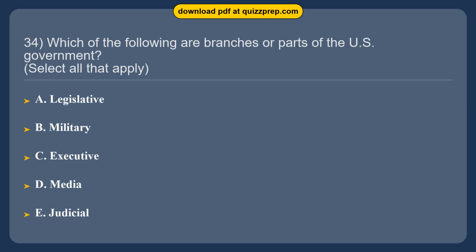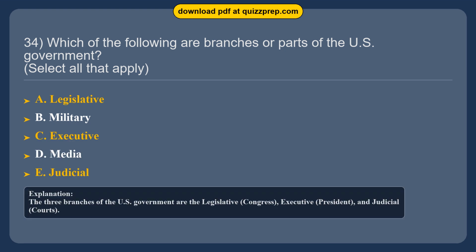Question 34. Which of the following are branches or parts of the U.S. government? Option A, legislative. Option B, military. Option C, executive. Option D, media. Option E, judicial. The correct answers are options A, C, and E: legislative, executive, judicial. The three branches of the U.S. government are the legislative (Congress), executive (president), and judicial (courts).